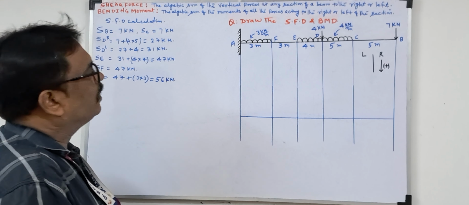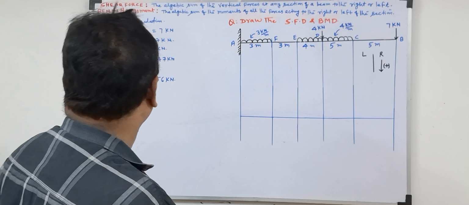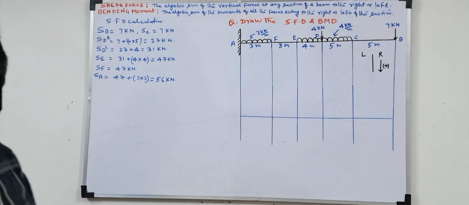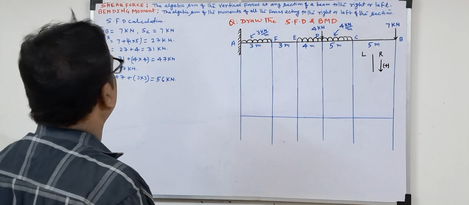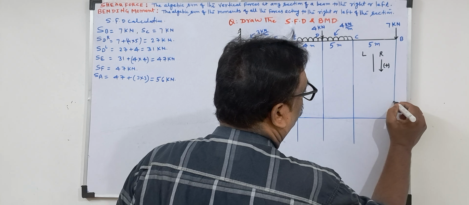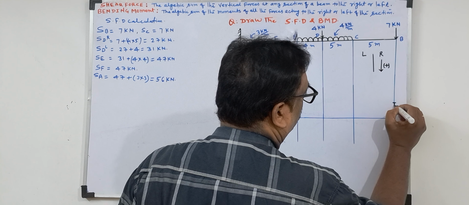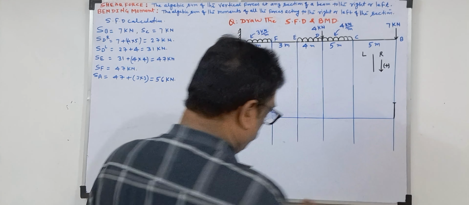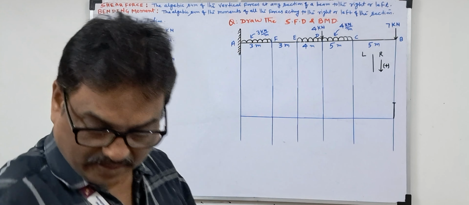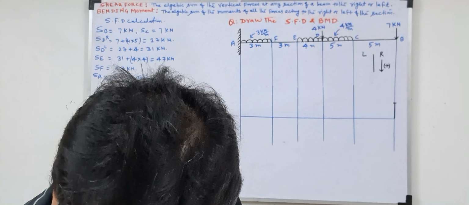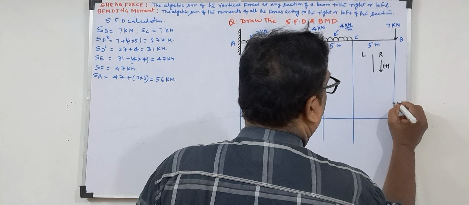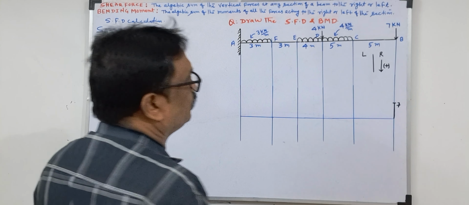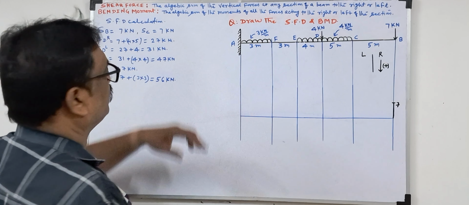Okay. So now we will draw the shear force diagram. At point B, it is 7 kilonewton positive. So you go to point B, 7 kilonewtons. Always draw with a scale and pencil. So here I am writing 7. The unit I am not writing due to space. That means this will be 7 kilonewton.